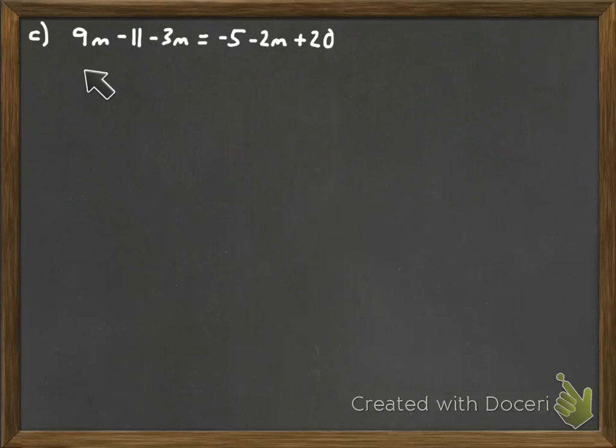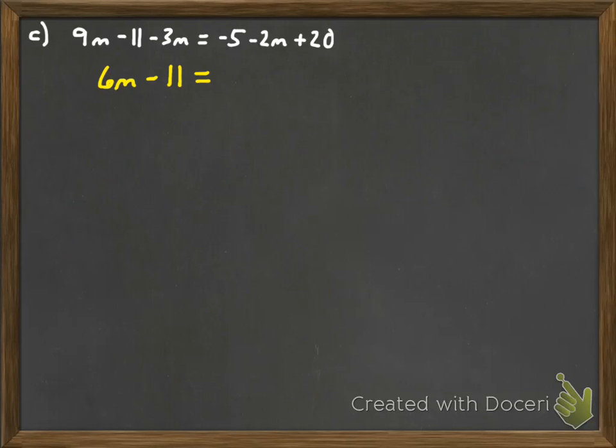Looking at the expression on the left side of the equal sign, there's no distribution to do, which is okay. I mean, kind of nice, I suppose, but we do have a pair of like terms, and so all we're going to do is combine those like terms. We're not adding anything to both sides. We're just simply doing 9m minus 3m, and 9m minus 3m is 6m, and then we've still got the minus 11 there on the left side of the equal sign.